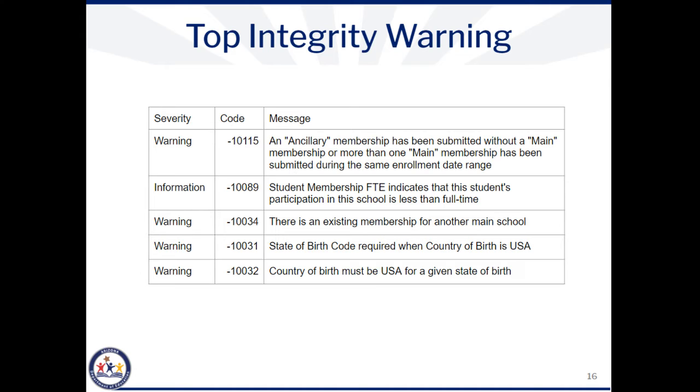Here's a list of the top integrity warnings that we received for January 2020. The top warning, the 10115, is if an ancillary membership was submitted without a main membership. Ancillary membership types are types that you would typically see for a student that has a C10 membership. If you are receiving these warnings, you can see the description and try to resolve some of these integrity warnings through your student information system. Warnings do not typically impact ADM in that the warning is not a failure, and you should expect the student to land on the ADM 15 report.